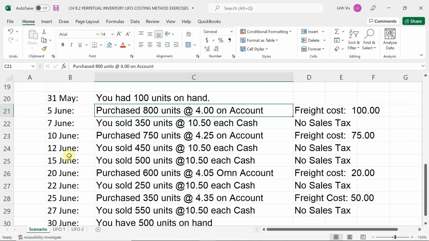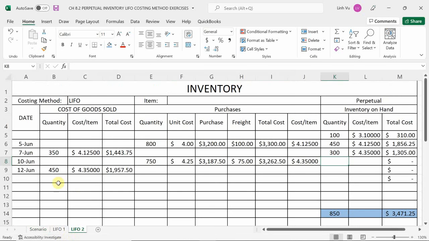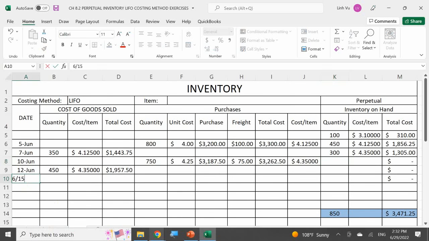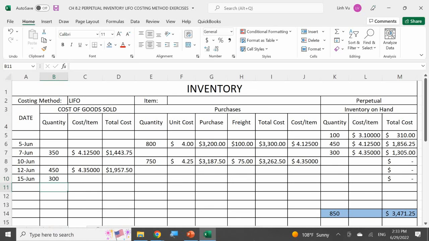June 15, I end up selling an additional 500 units. So in this case, what do I need to do? 300 out of the last one and 200 out of the next one up. Good, right? So in this case, I have to split it up by 300 and 200 to give me a total of my 500 units.